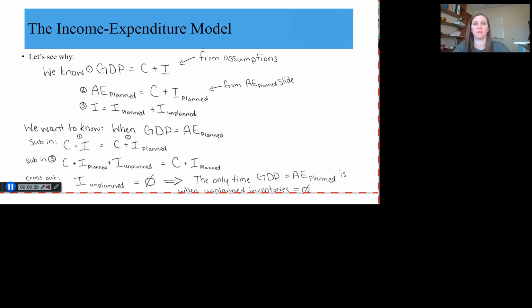Perfect. Now we're going to sub in the third equation to the left-hand side where we have our I and say, okay, C plus I planned plus I unplanned is going to equal C plus I planned. Now, because we can get rid of things that are both on the left and the right of the equation, we would say, okay, well, the only time GDP is going to equal AE planned is whenever our unplanned investment spending is 0, meaning we perfectly predicted how much consumers are going to buy.